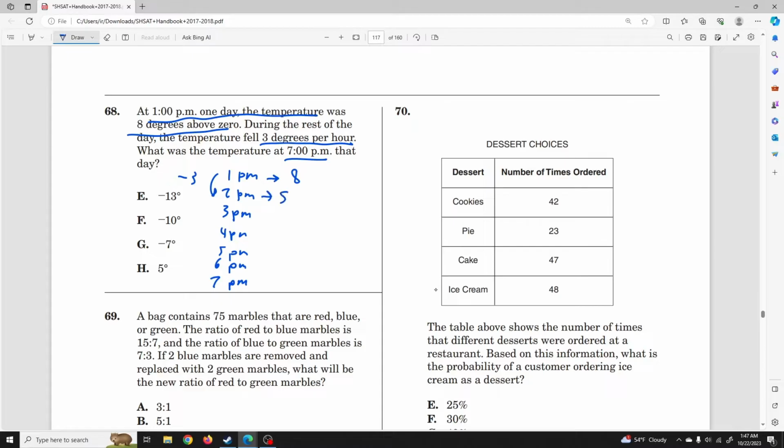So 8 minus 3 is 5, 5 minus 3 is 2, 2 minus 3 is negative 1, negative 1 minus 3 is negative 4, negative 4 minus 3 is negative 7, and negative 7 minus 3 is negative 10.